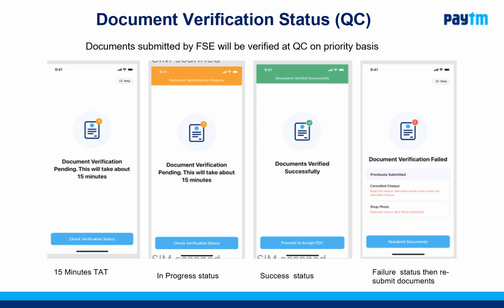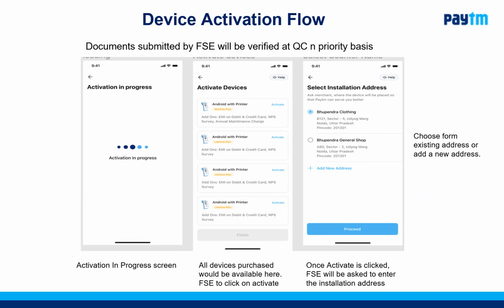If the document verification is done, you can see the green color tick. If it is still pending, you see the orange color one, or if it has failed, you can see a red exclamation mark and it will show why it failed. If you see a failure status, you have to resubmit the documents mentioned in the dialog below. As and when you resubmit the documents, it will once again go through the QC flow and be verified successfully.